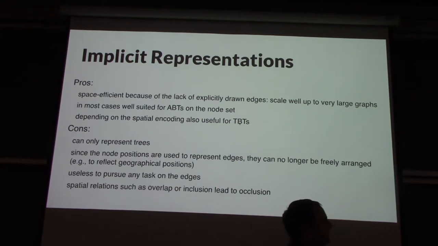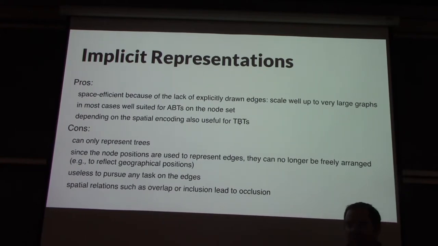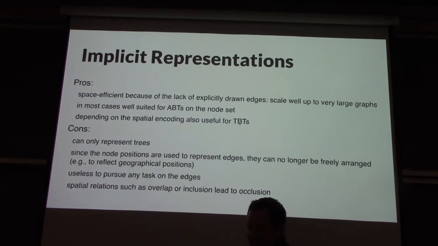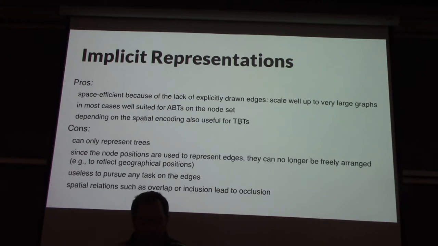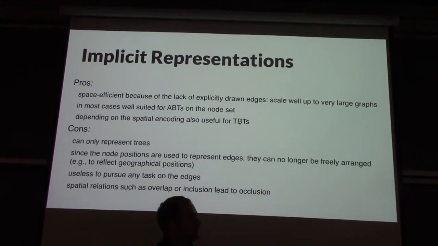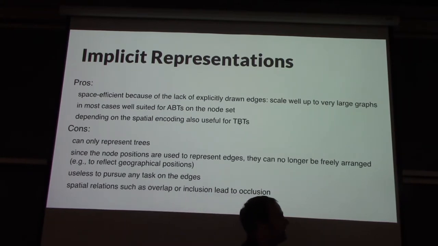And negative is, of course, that they can only represent trees. We can't represent general graphs. And since the node positions are used to represent edges, they cannot be freely arranged. For example, you can't use this to show geographical positions.